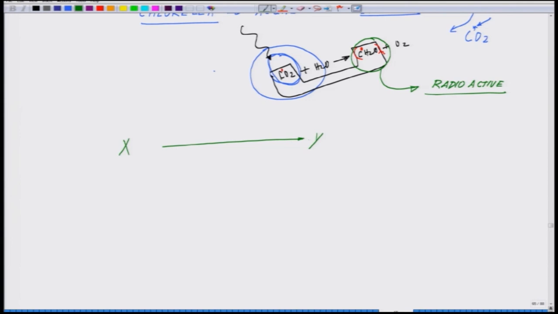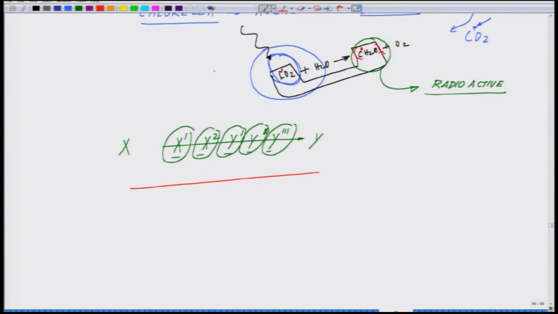But X does not form Y in one step. It goes through steps like, say, X1, X2, Y1, Y2, Y3, likewise, and then it forms Y. Say for example, these are the different states through which it passes. And these states are a function of time. So, on the x axis what you are seeing is time. Now, how can you isolate these different states?